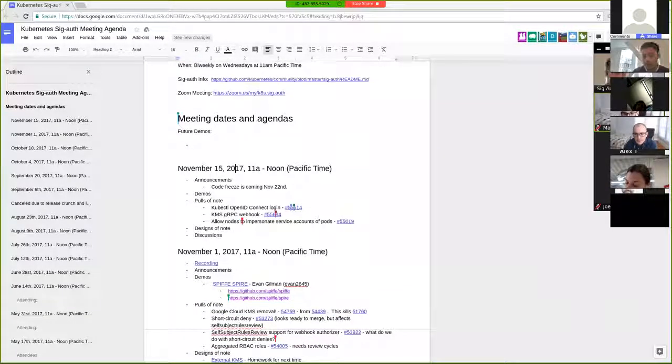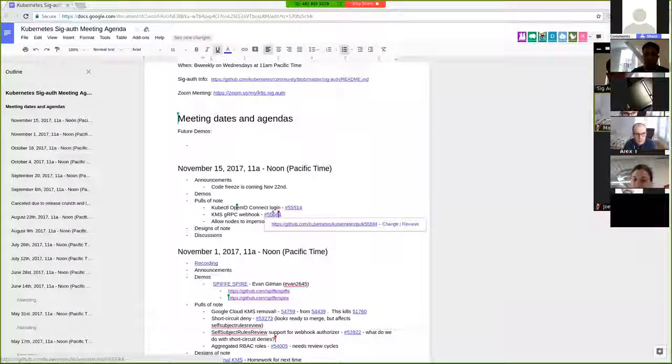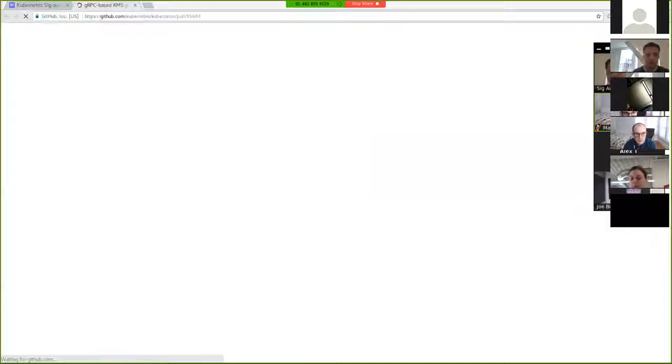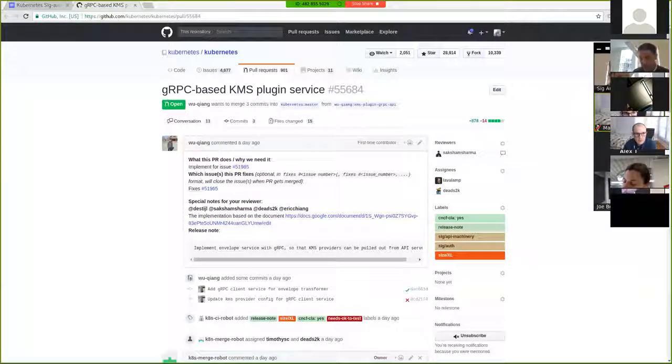I added these other two items to the proposal node because I know that they'll be interesting to some people. I didn't have any specific things I wanted to talk about for the KMS gRPC webhook, but a pull request for that was submitted. It is part of the effort to enable KMS providers that are external to the API server, and not just the built-in KMS providers that were actually removed recently.